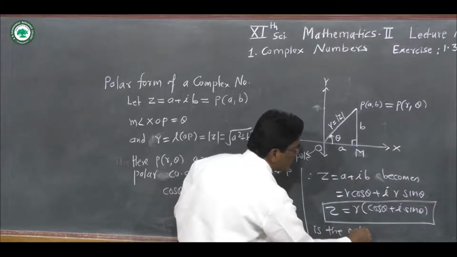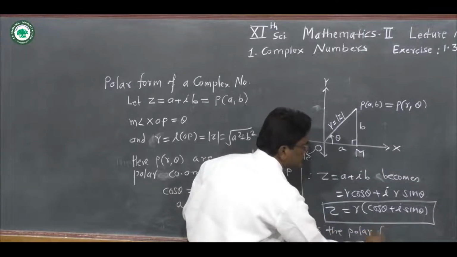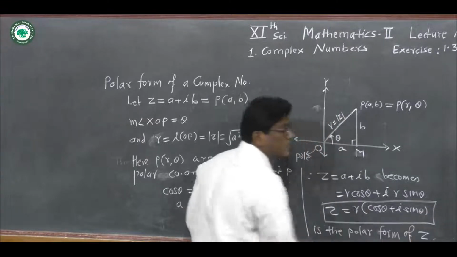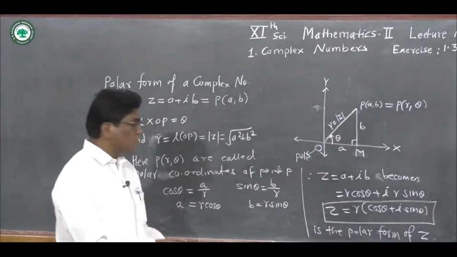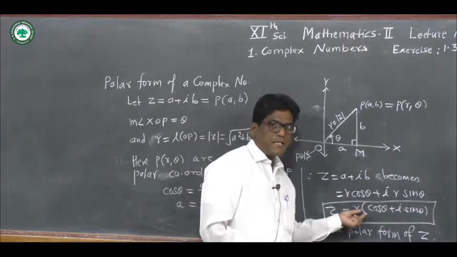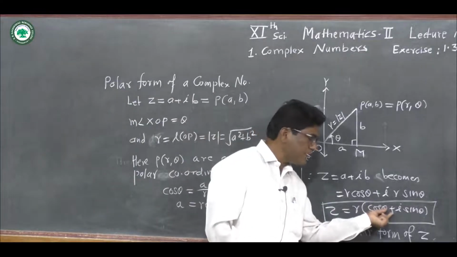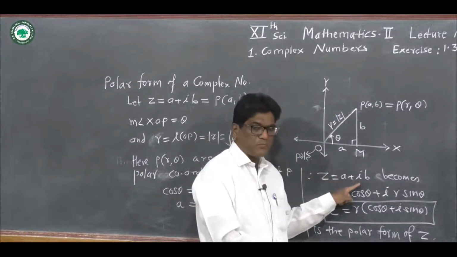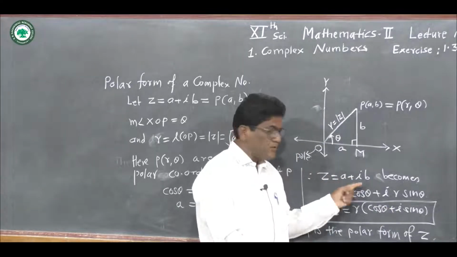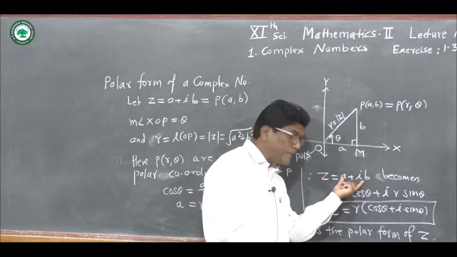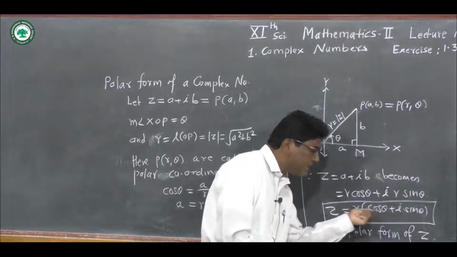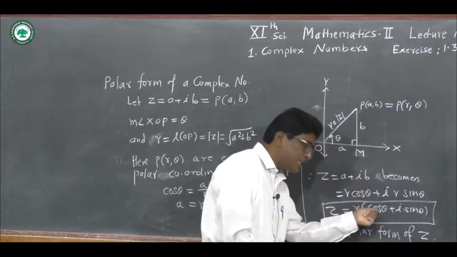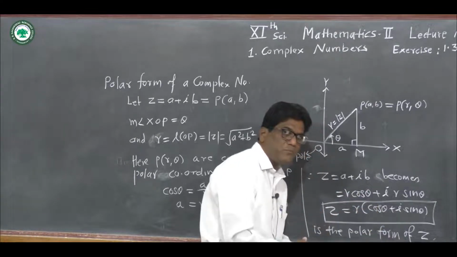of the complex number Z. Z is equal to A plus I B. So Z is equal to R in the bracket cos theta plus I sin theta. It is called the polar form of the complex number Z is equal to A plus I B. This complex number A plus I B we write in terms of R and theta. So when we write a complex number in terms of R and theta, it is the polar form of the complex number.